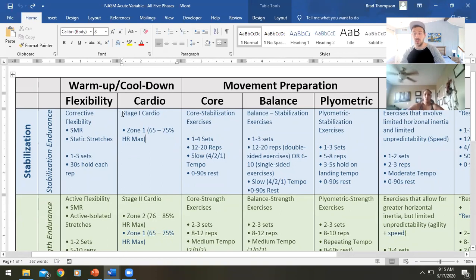Then we're going to focus on stage 1 cardio, which you'll notice is only 65 to 75% of your heart rate max. So clients in the stabilization level are going to get stage 1 cardio routines, which is going to consist of one zone, the 65 to 75% max heart rate, zone 1. And you'll notice this actually matches up with what we're going to see here. Like this is zone 1. How do you do it? You go to the gym, start jogging, and don't stop. That's it. That's zone 1.